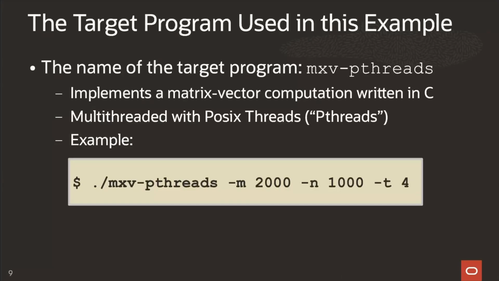And here's an example of the use of the timestamp and TID variables. I'm going to use a target program in this example that has the name mxv-pthreads. It implements a matrix vector computation. It's been written in C and multi-threaded with POSIX threads or pthreads. And here's an example of the usage. You execute the program, and in this case we give it 2000 rows and 1000 columns to work on, and we're going to use 4 threads.